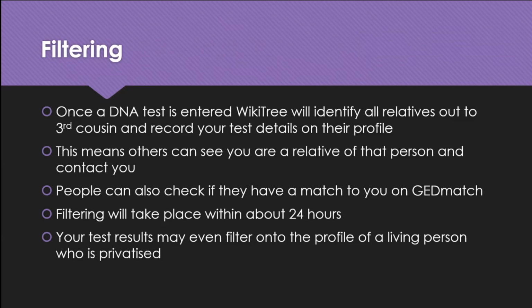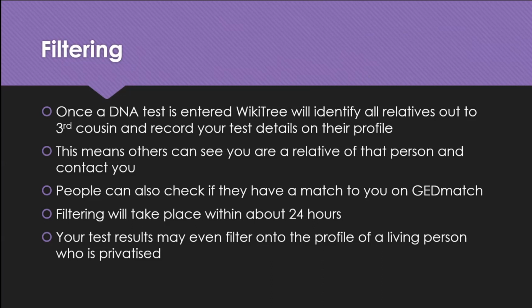So once you've entered all of that information, then what Wikitree will do is it will duplicate the fact that you've done a test on all of your relatives' profile pages, right out as far as third cousins. And this means that other people can see that you are related to the person whose profile page they're looking at. And that allows them to click on your name and to contact you. And that then allows you to make contact with someone who could potentially be a relative or potentially want to discuss a family member with you.